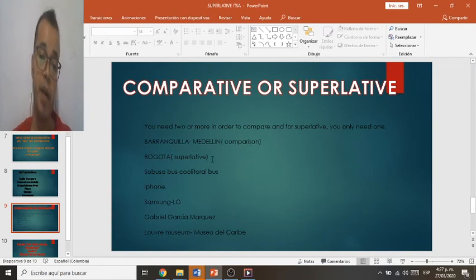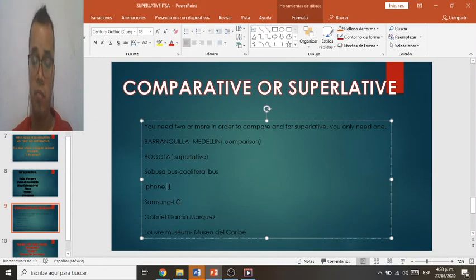Bogotá. Superlative. Why superlative? Because I'm mentioning only Bogotá. No la voy a comparar con nada. Voy a decir algo en lo que Bogotá sea la número 1. For example, Bogotá is the biggest city of Colombia, la ciudad más grande de Colombia. Sobusa Bus, Colitoral Bus. So you need to decide. Sobusa Bus is better than Colitoral Bus. Sobusa Bus is faster or Colitoral Bus is faster. So you decide. iPhone.